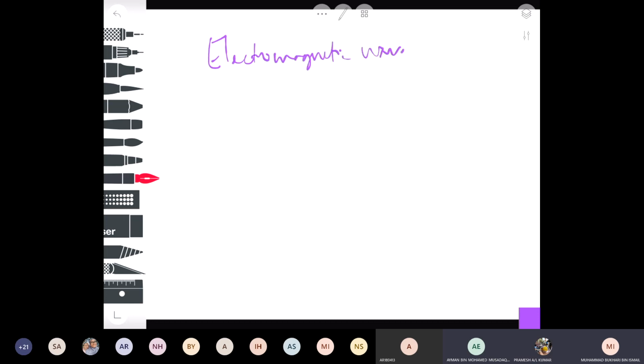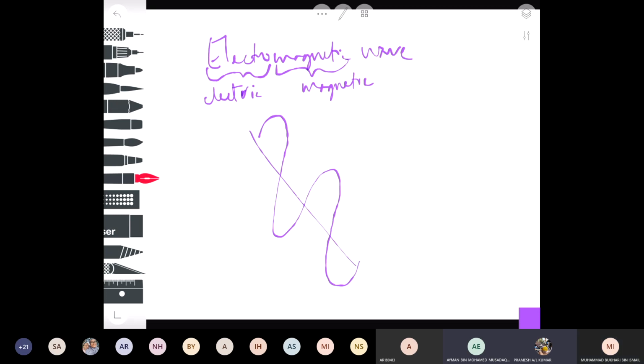Electromagnetic. Maknanya dia ada electric kat sini. Dan dia ada magnetic. Okay, dia ada dua bahagian. So wave dia macam mana? Okay, you draw a straight line sini. So this is electric wave. Kemudian we have another wave yang perpendicular ni. Okay, something like this. Jadi yang ni adalah electric wave. Yang merah ni. Okay, yang purple tadi. Yang purple ni.